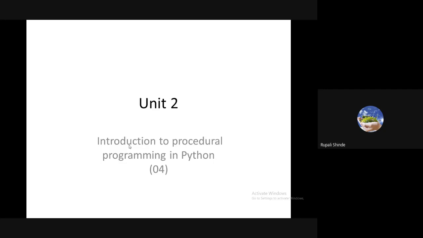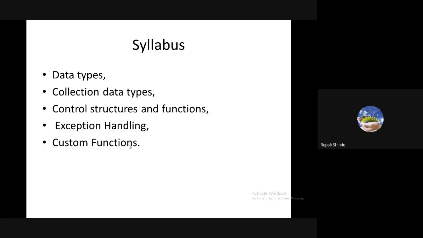All these are the basic terminologies regarding programming. Likewise, we have basic terminologies like data types, function, exception handling. All these terminologies we are going to cover in the second unit. To complete this unit, we require 4 hours. The syllabus is first data types and collection data types, then control structure and functions, then exception handling and custom functions. So all these points we have to cover in the second unit.